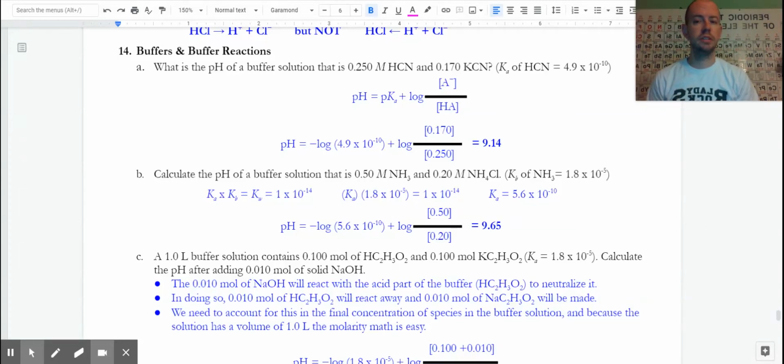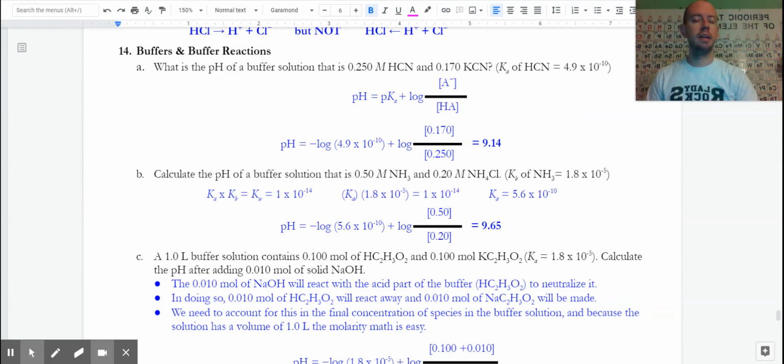Question 14 focuses a little bit more on the math related to buffers. There is super complex and long math that you could have to do, but likely we're going to be focusing on the concepts and simple math like what you'll see on some of these. So A and B are kind of the same thing. We're applying the Henderson-Hasselbalch equation.